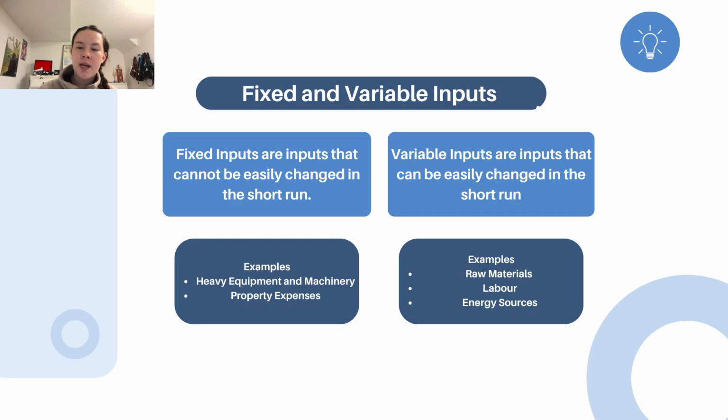Inputs can be separated into two categories, fixed and variable inputs. Fixed inputs are inputs that cannot be easily changed in the short run. Inputs such as heavy equipment and machinery and property expenses like rent are considered fixed. On the other hand, variable inputs are inputs that can be easily changed in the short run. Examples of variable inputs are labor and workers, raw materials, and energy sources.